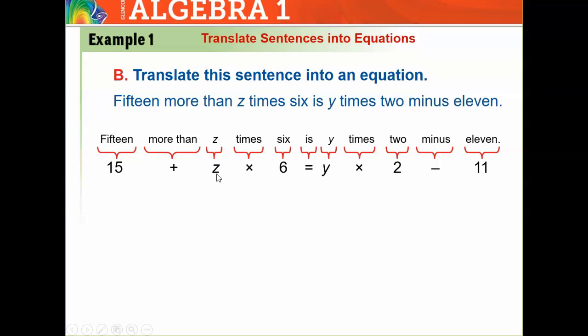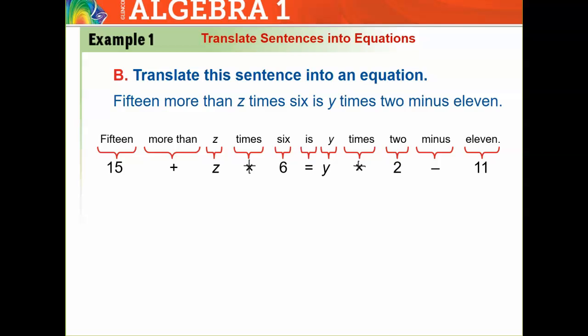Z is our variable. Times means to multiply. And you should use the star or a dot. Try to avoid the X. 6 is another way of saying equal to. Is means equal sign. In math, the word is means equal sign. Y times 2 minus 11. So that's taking this problem for what it is.